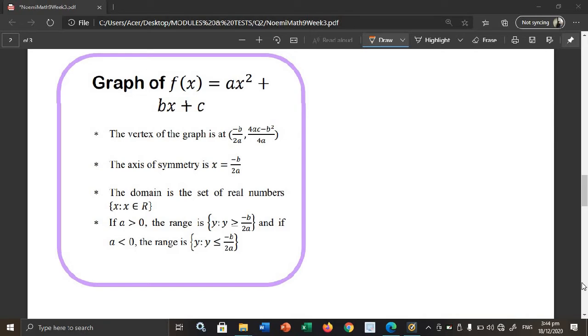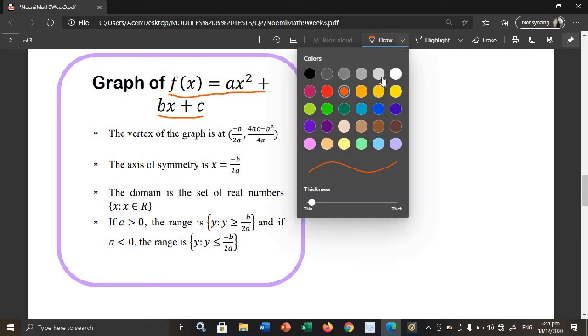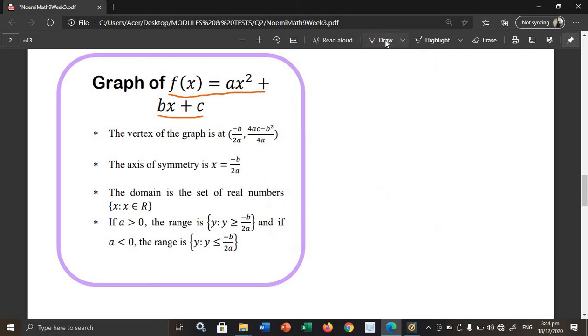Last quadratic function that we will examine the characteristics of its graph is the quadratic function in its standard form. So, ito yung standard form ng quadratic function. It's the same as the standard form of quadratic equation, but then it is equated by another variable, which is y or f of x. Okay? Y and f of x is just the same. So, ayan. And we will study its characteristics.